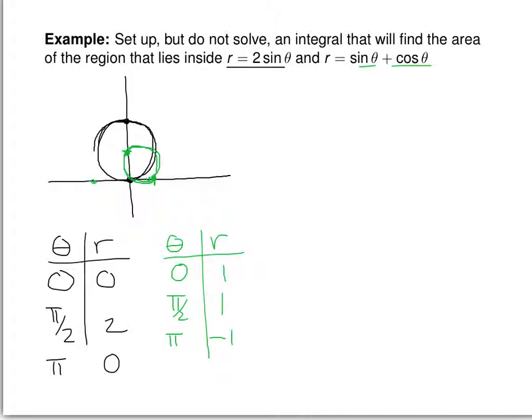So we're going to find the area that is inside or in between these two curves. So what you have to do is find that point of intersection first. So 2 sine of theta equals sine theta plus cosine of theta. So sine theta equals cosine theta. That happens at, well, the one that we're seeing is pi over 4. So we're going to call this little region A and this little region B.